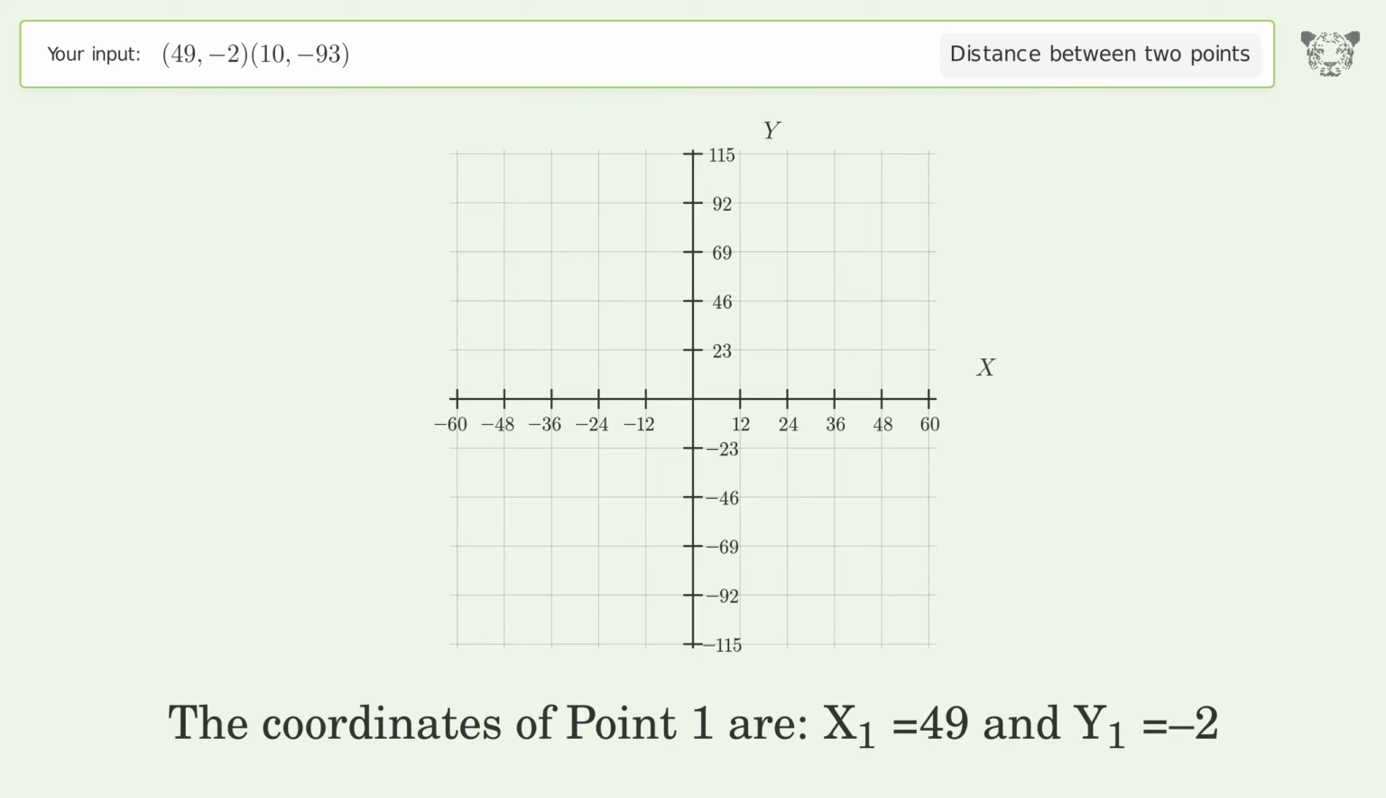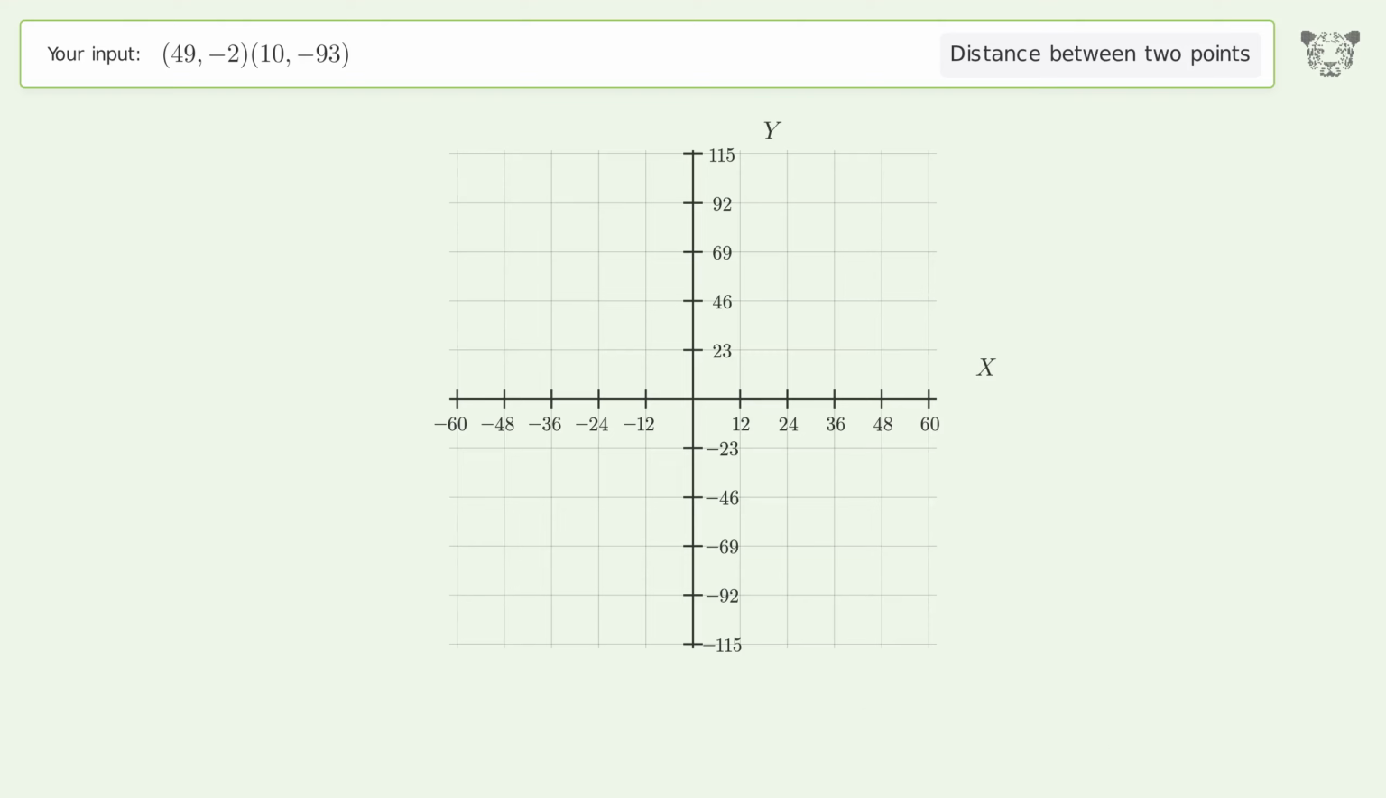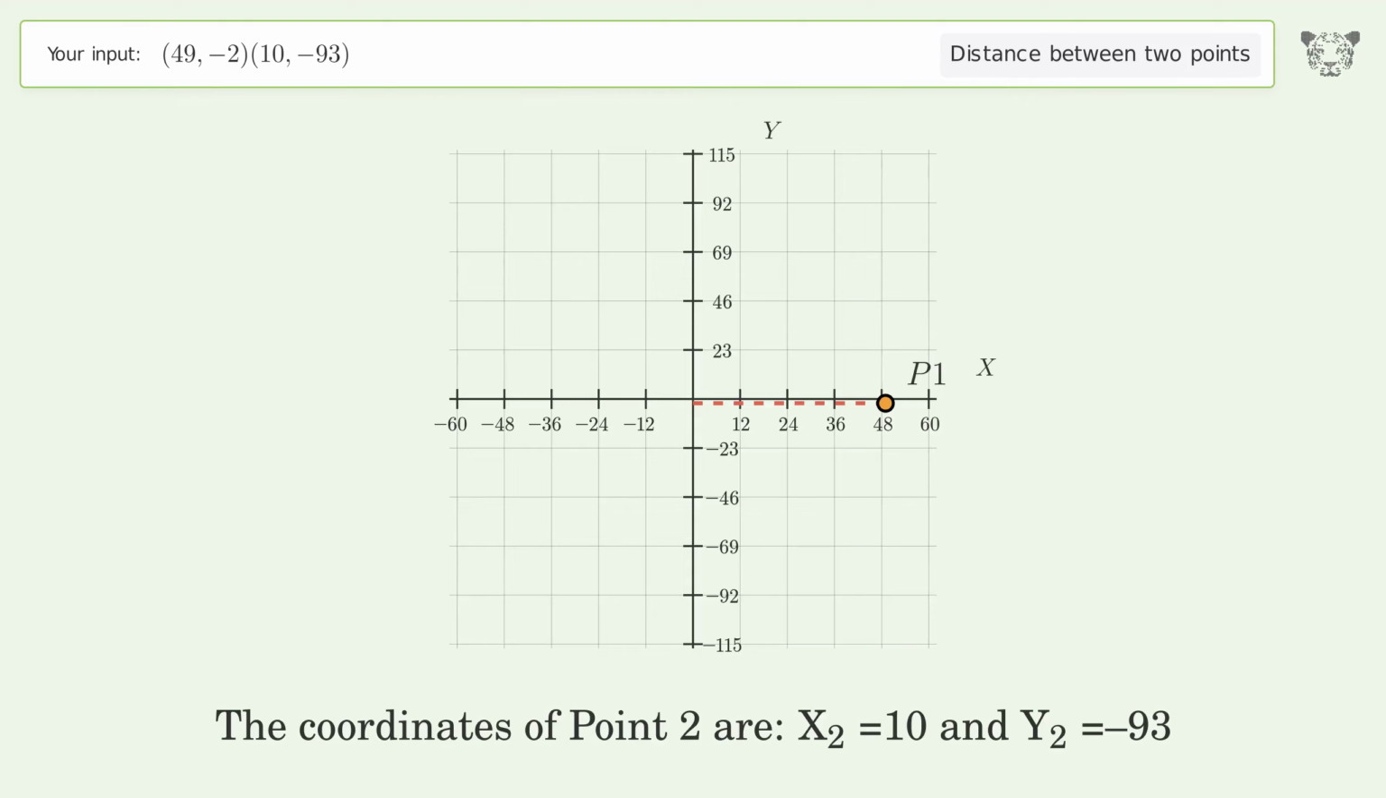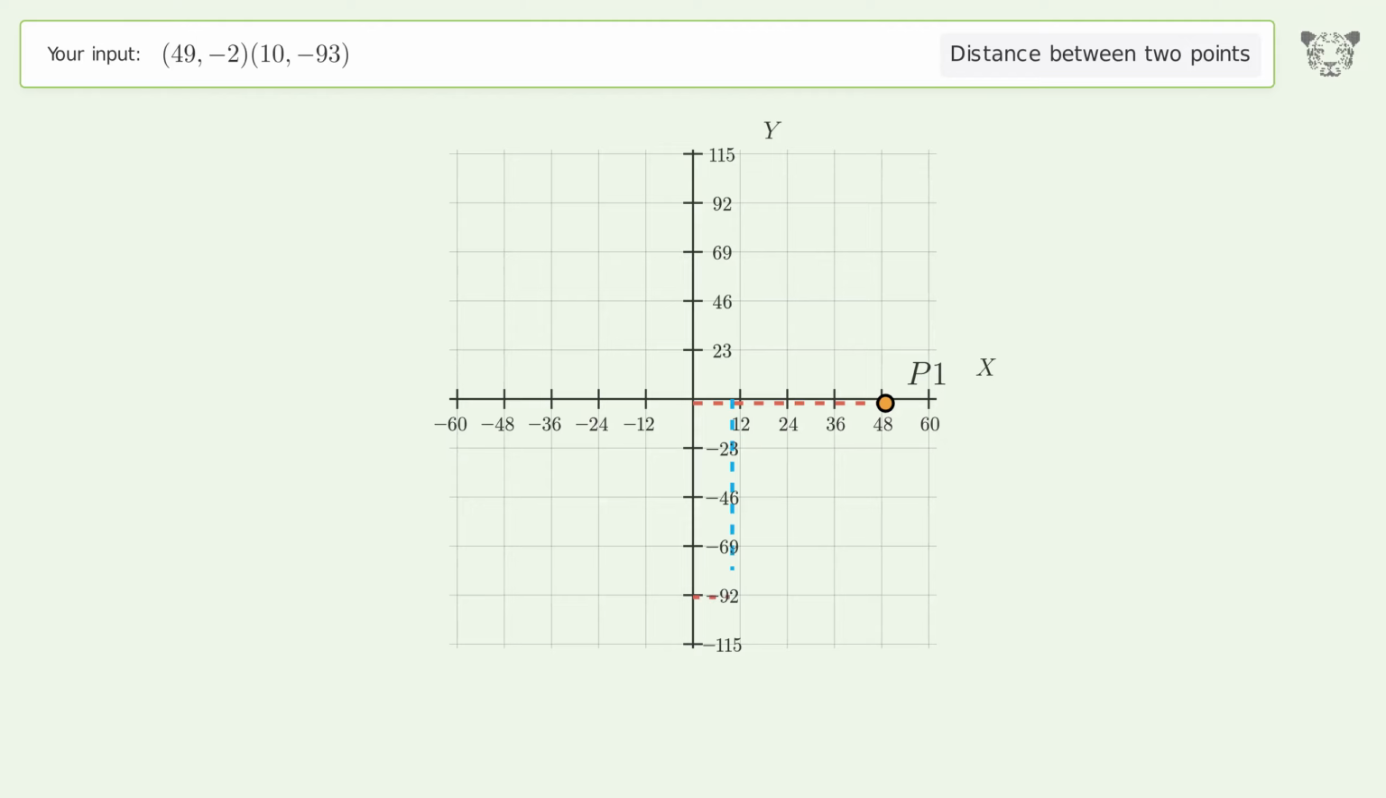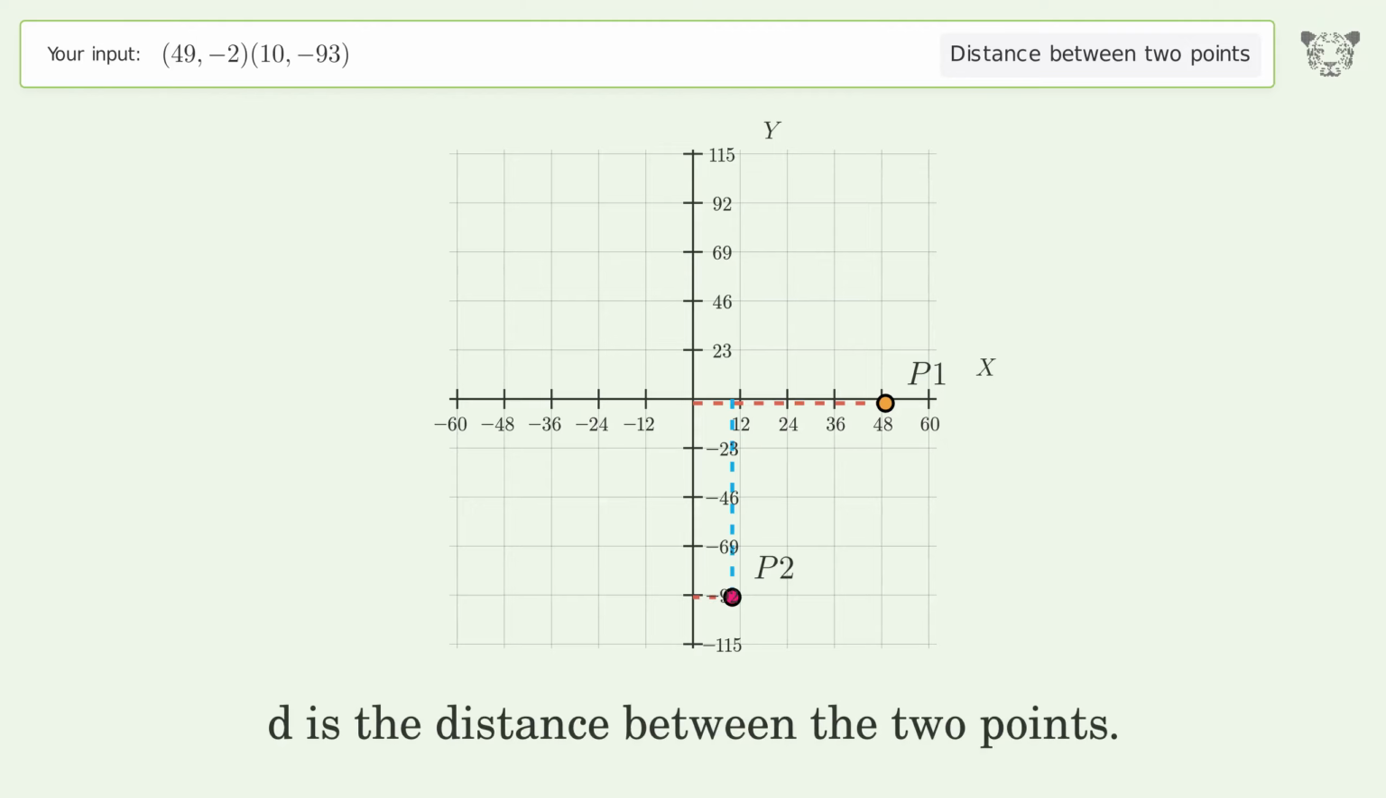The coordinates of point 1 are x1 equals 49 and y1 equals -2. The coordinates of point 2 are x2 equals 10 and y2 equals -93. D is the distance between the 2 points.